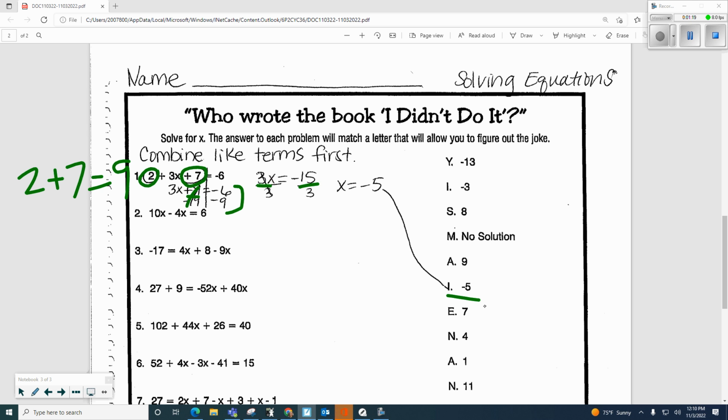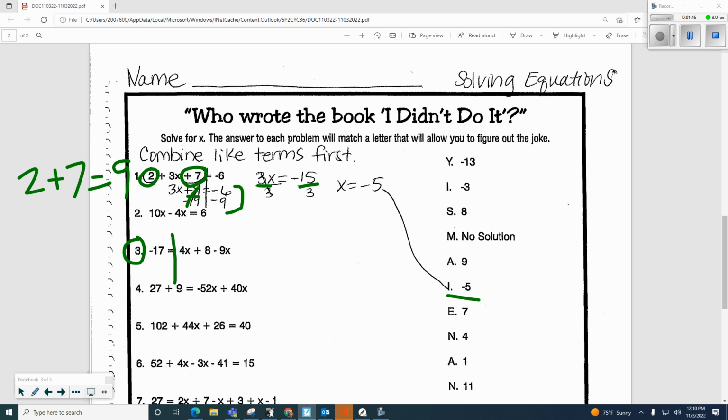Okay, so if we move along, I'm going to take a look here at number 3, let's say. Okay, this one says -17 on one side. So there's only one term. I can't combine any like terms over there. But on the right side, I have 4x plus 8 minus 9x. Okay, what are the like terms on that side?